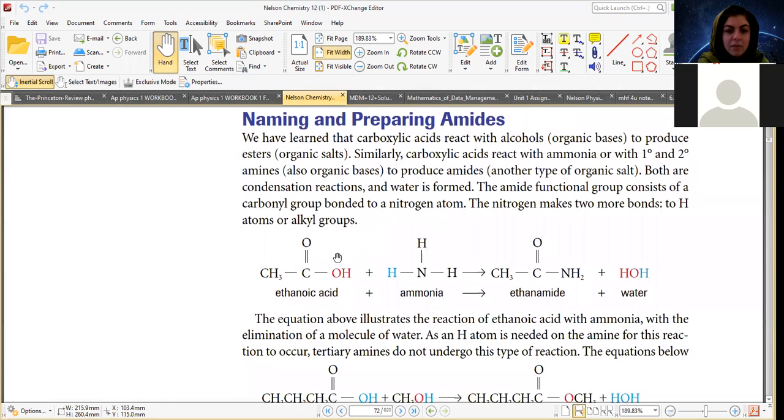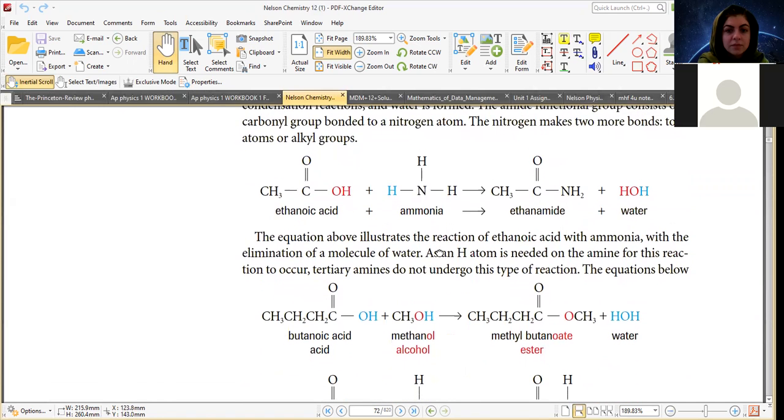So how do you produce an amide? If you have a carboxylic acid, C double bonded with oxygen and OH, and the carboxylic acid reacts with ammonia, what is happening? OH and one of the H from the ammonia get out, form water, and this N will attach itself to the carbon, and you will see we have ethane amide. How do I name that? Because this is the branch and this is your amide, right? It's going to be ethane amide.